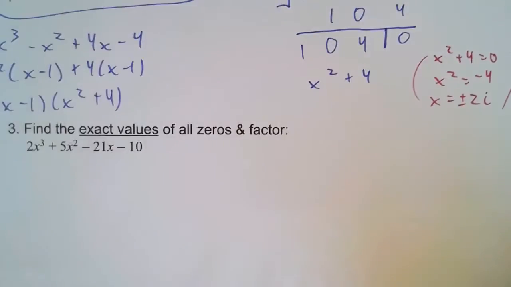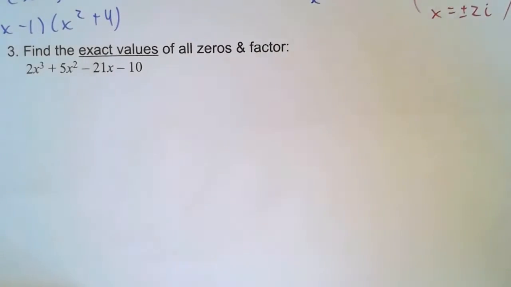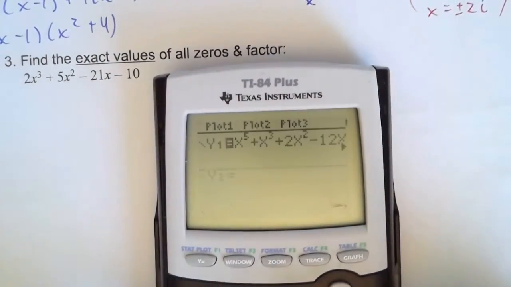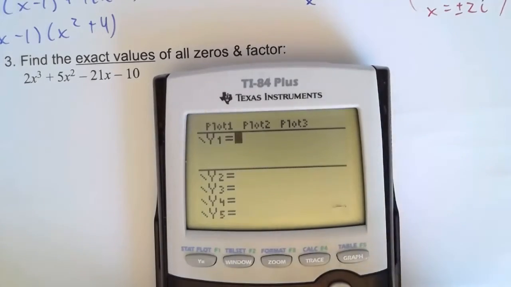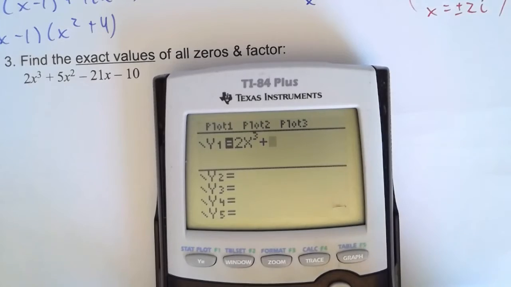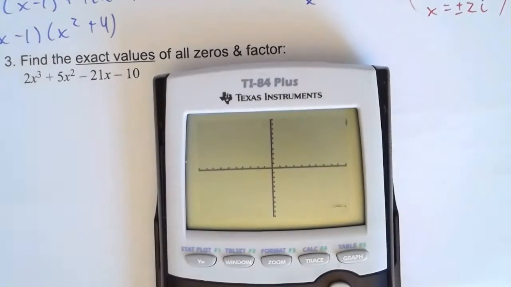All right, so let's try another one here. Let's try number 3. So we want the exact values of all the zeros and factor it. Okay, so we're going to start in our calculator. That's where we're always going to start on these. These will be calculator problems. We live in the 21st century, so we can use our calculator. We don't need to guess and check. Don't need that rational root theorem.